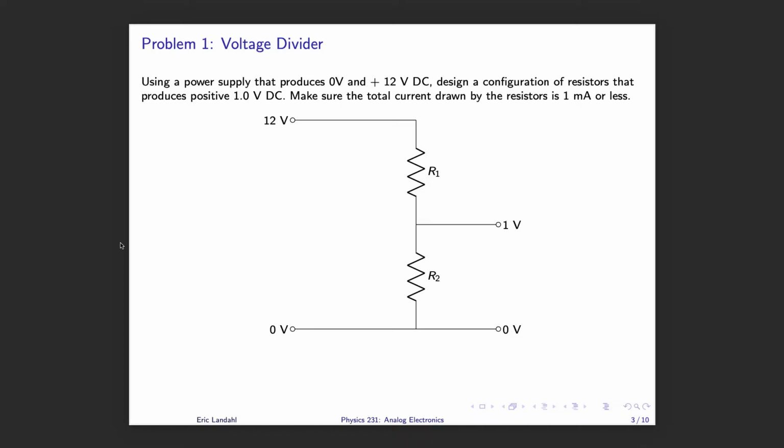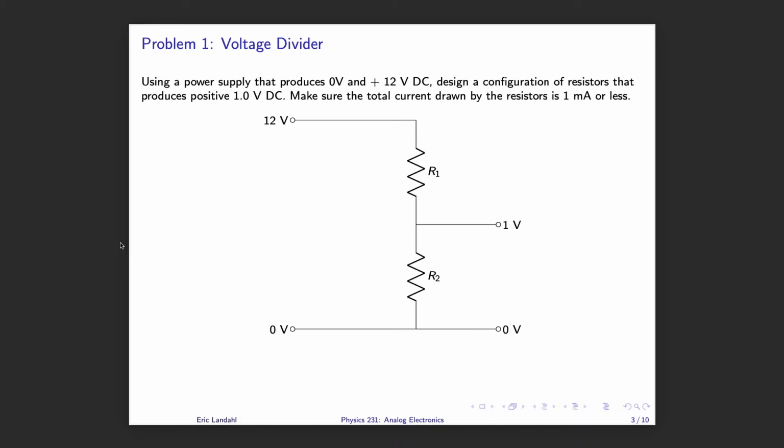One example of voltage dividers are potentiometers. We'll label R1 as being the top resistor, R2 being the bottom one. And a problem, which we're going to end up caring about quite a bit, is to start with one voltage difference, say 0 volts and plus 12 volts DC, such as what's put out by our Eurorack power supply modules, and then design a network of resistors that turns this plus 12 volts into a positive 1 volt DC.